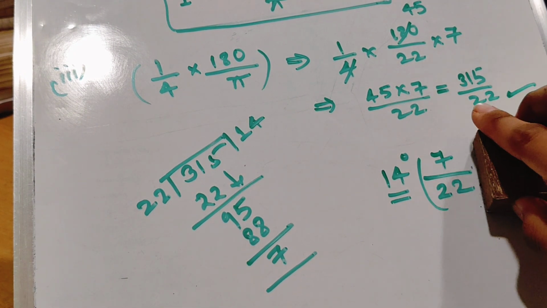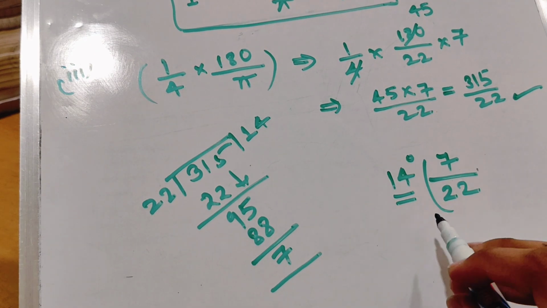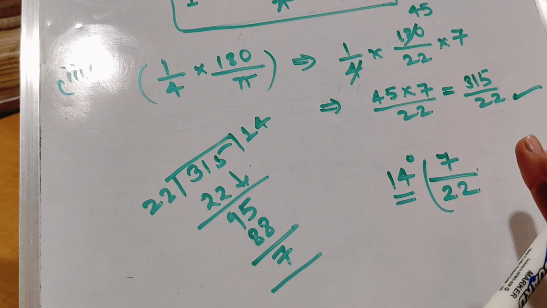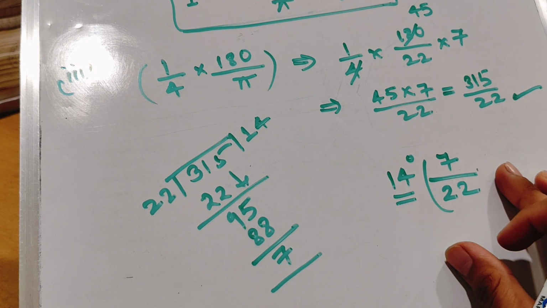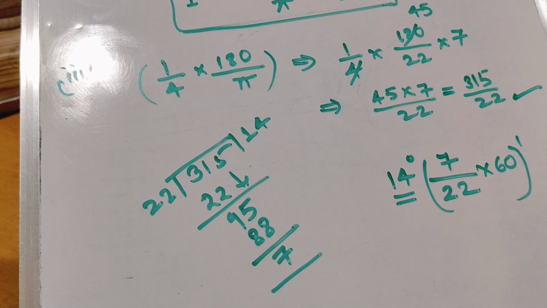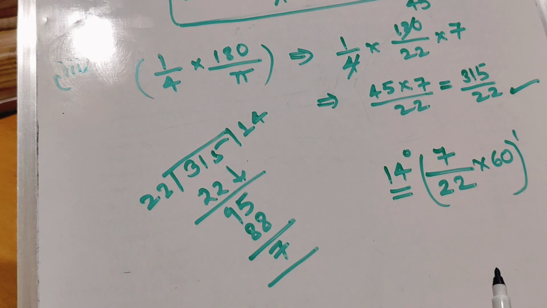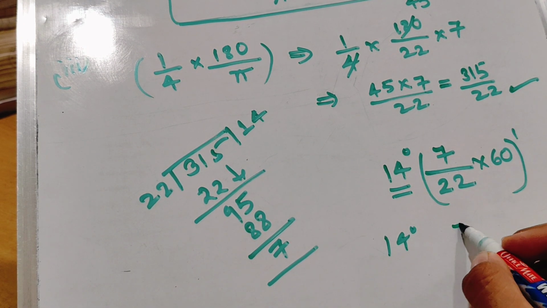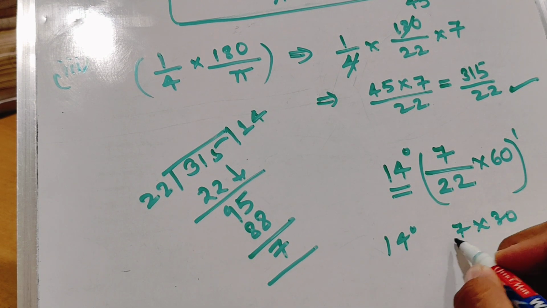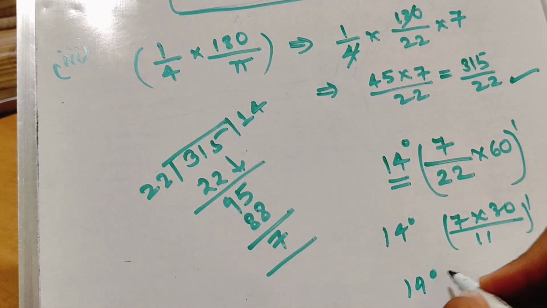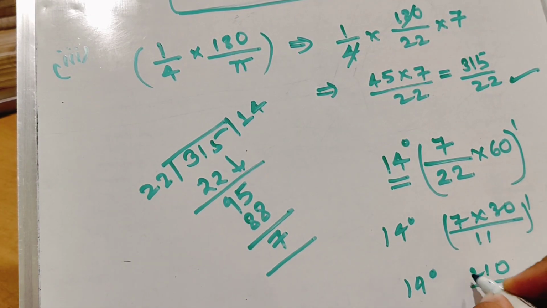We got this value. So we know that what is written here is the degree part, and the leftover fraction part I will multiply with 60 to get the value of minutes, right? This is what I had done, and now we will solve it further. So 14 degrees, 7 into 30 upon 11 minutes. 14 degrees, 210 by 11 minutes.